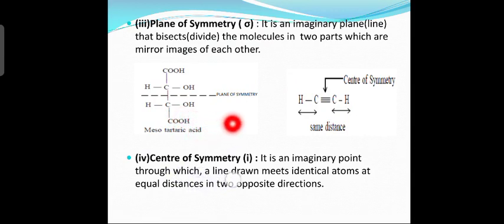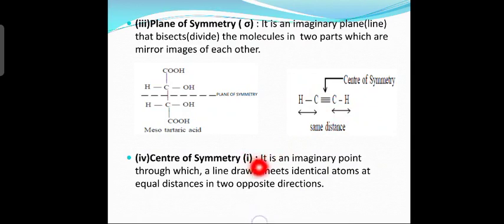Mesotartaric acid. You pass a plane so that you divide the molecule into two exact halves. This is the plane of symmetry. You get two mirror images. The upper half is the same as the lower half. So what is a plane of symmetry? It is an imaginary plane which divides the molecule into two parts which are mirror images of each other. The upper half is the mirror image of the lower half. Example is what? Mesotartaric acid. So mesotartaric acid has a plane of symmetry. And how do you represent it symbolically? Sigma.